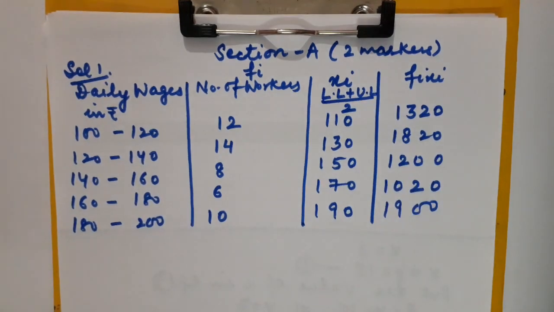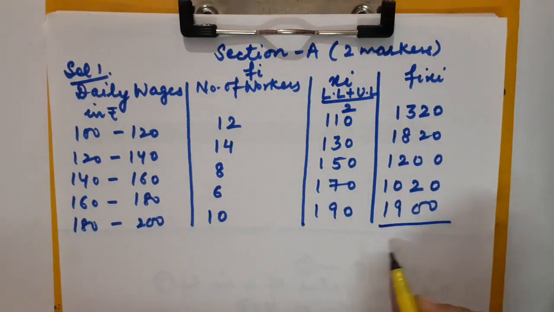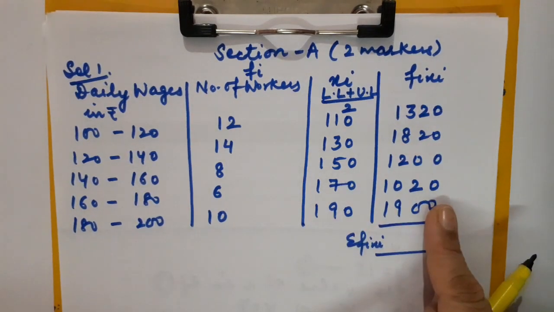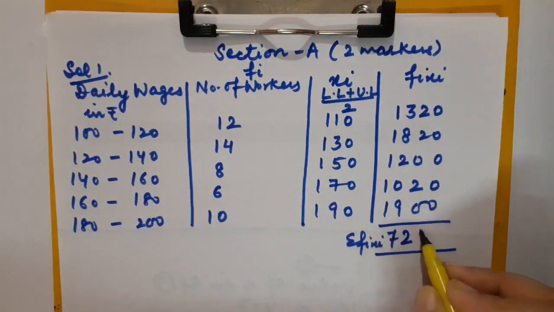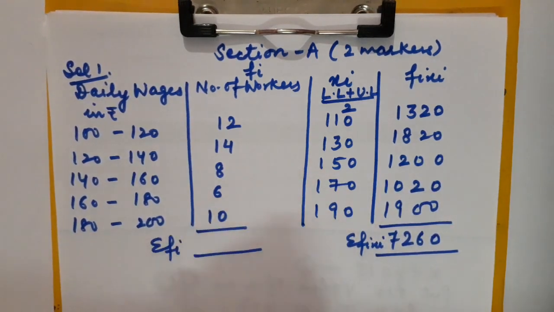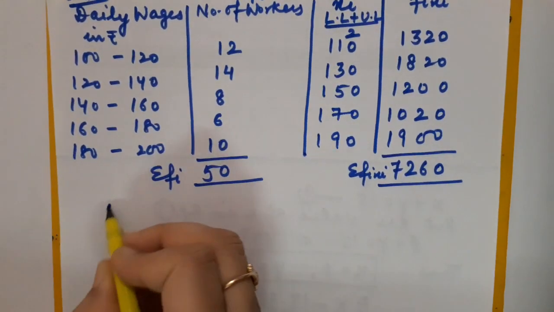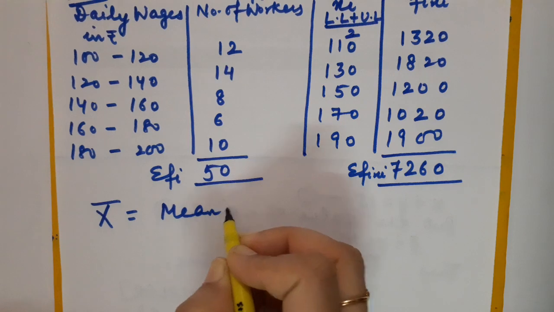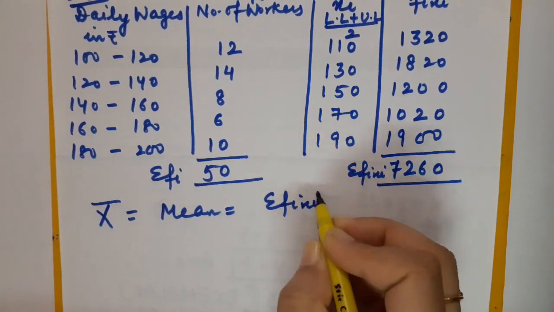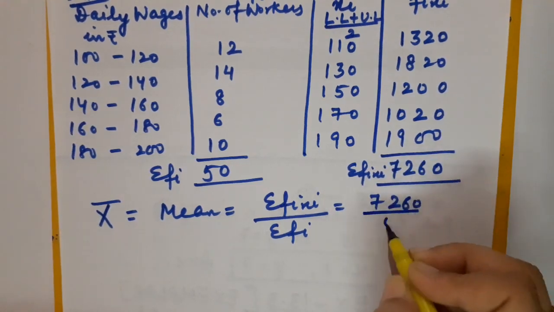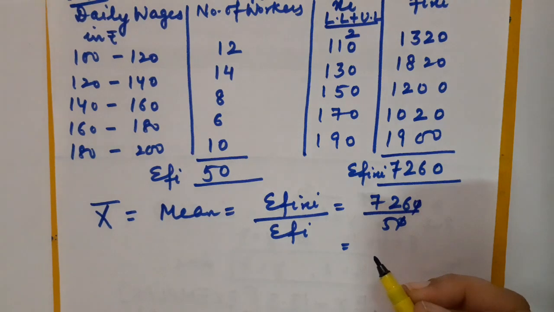So children, as I am going to adopt the direct method to calculate mean, we are supposed to calculate sigma Fi Xi, means the summation of all these, which will be 7260. Correct? And sigma Fi is given in the question itself, that is 50 workers. Fine. So now how to calculate mean? The symbol for mean is X bar. You can write mean also. That is sigma Fi Xi divided by sigma Fi. That is 7260 upon 50. 0 and 0 are going to be cancelled.